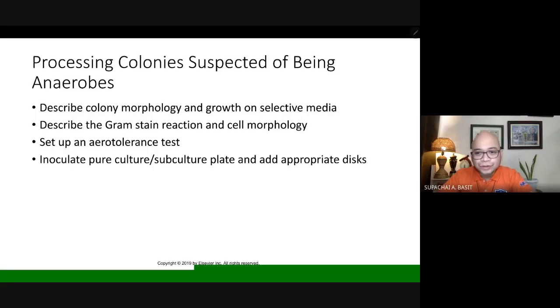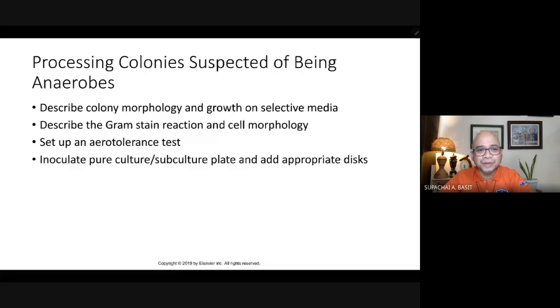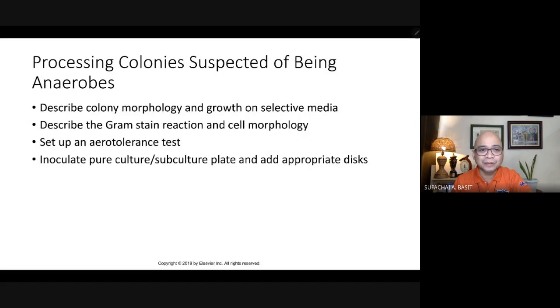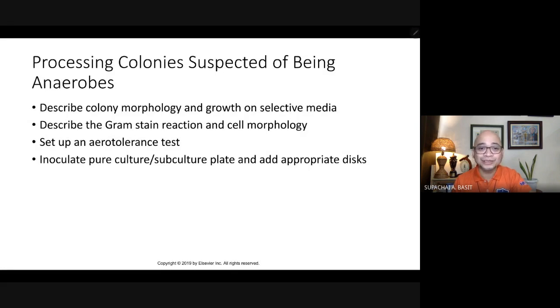Okay, so good afternoon. For today, we will be continuing our lesson on the anaerobic bacteria. As a medical technologist, it is very important for us to know the proper procedures on processing colonies suspected of being anaerobes, because during part one, we mentioned when to suspect that the colonies are anaerobic bacteria. Now, to confirm your suspicion, these are the steps that you need to undertake.